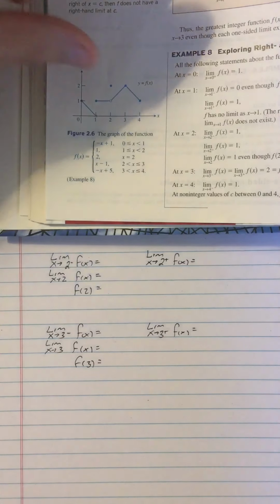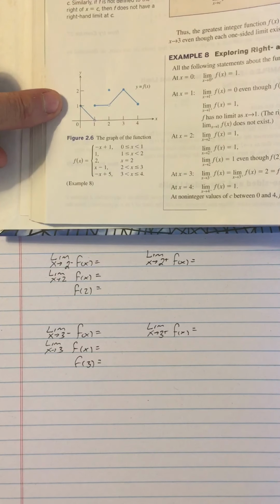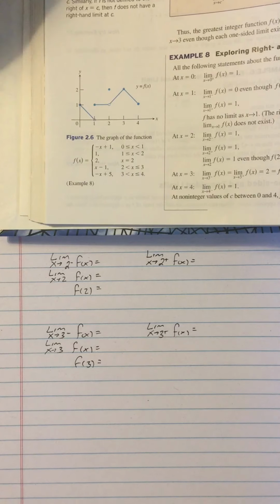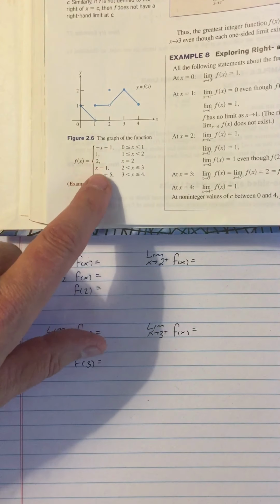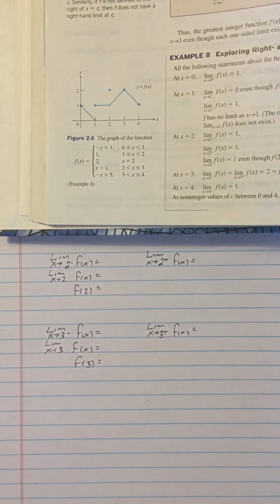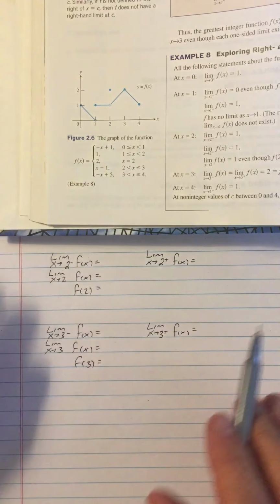So now we want to ask a couple more questions about this figure 2.6 that is at the bottom of page 64. By the way, this is a piecewise defined function. Here's how the function is defined. It's a good review of piecewise functions. Hopefully you remember what that means. All right, now here are the questions that I want to ask about it next.